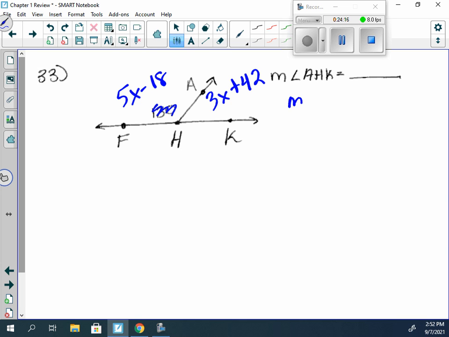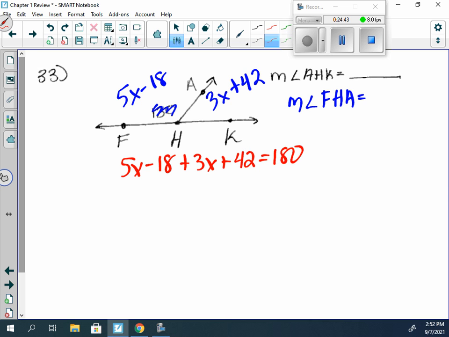Does he do it the same way, like get rid of them X's and all that? We did it the same way as before. But what do we know about the whole angle? It's a straight line, so the measure of the angle is 180. So we do know that these two angles, 5x minus 18 plus 3x plus 42, is 180 degrees. So we're going to find the value of x and plug it back in.